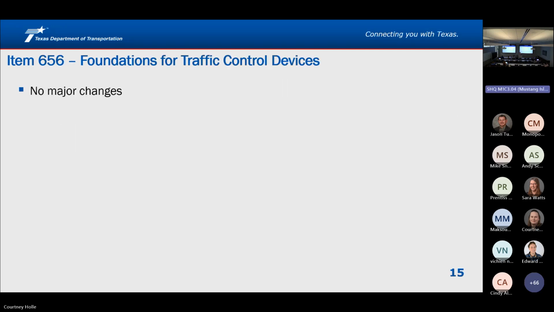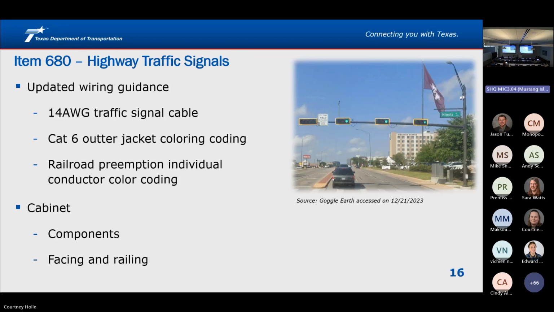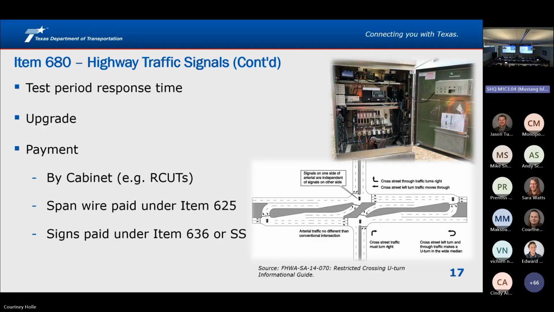Item 656, foundations for traffic control devices, no major changes. Item 680, I think most of this is more highway traffic signals and not really pole related, but updated wiring guidance. Everything has a certain color that you're supposed to use when it's going to the radar sensors or to whatever item it's going to. Same thing for the railroad preemption. There's a color coding table that was added. And then other information for the cabinet.